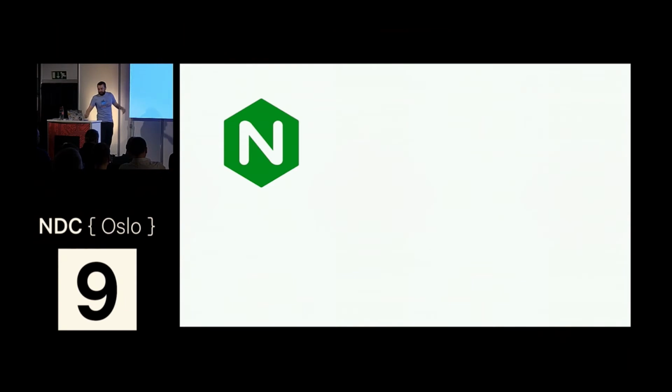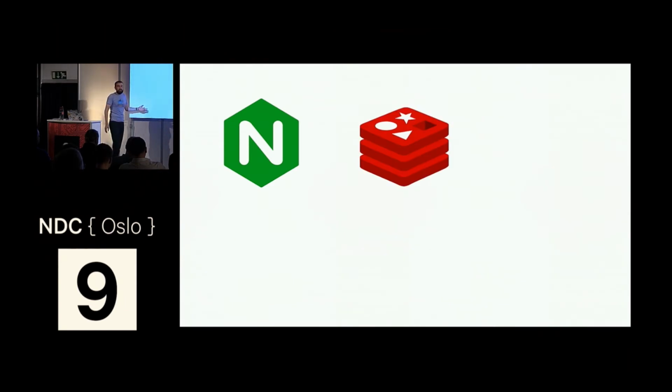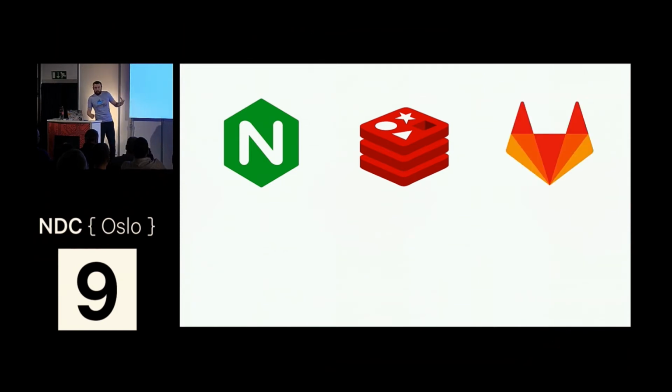Nginx is fantastic for that. Redis, which is a key value store. You can use it as a lightweight distributed database. It's also got publish-subscribe mechanisms, so people use it as a simple message queue. And GitLab, which is like running GitHub on your laptop. It's got all the mechanics for a Git server, but it's also got CI built in. It's an excellent piece of kit.